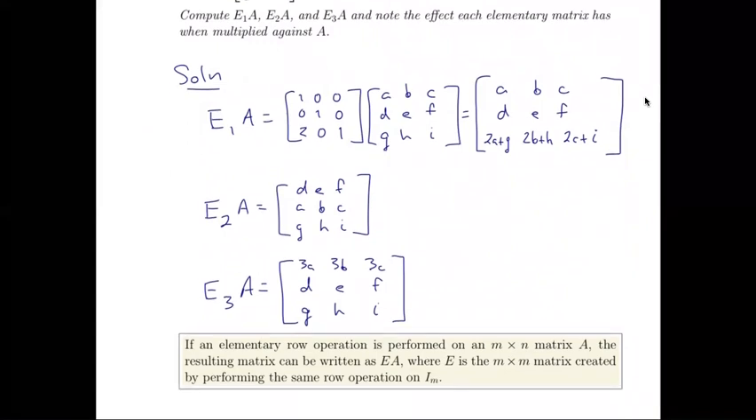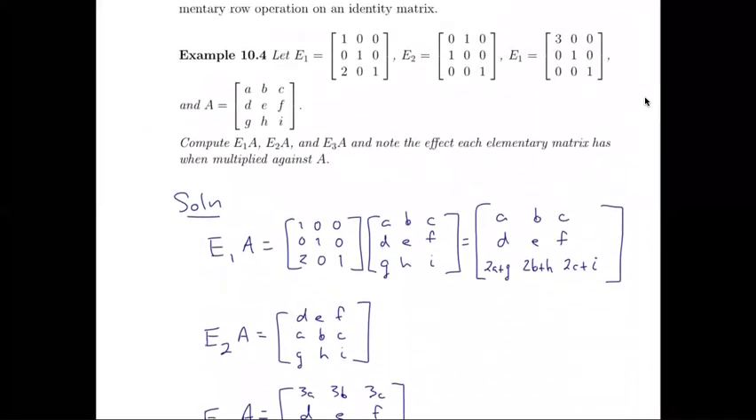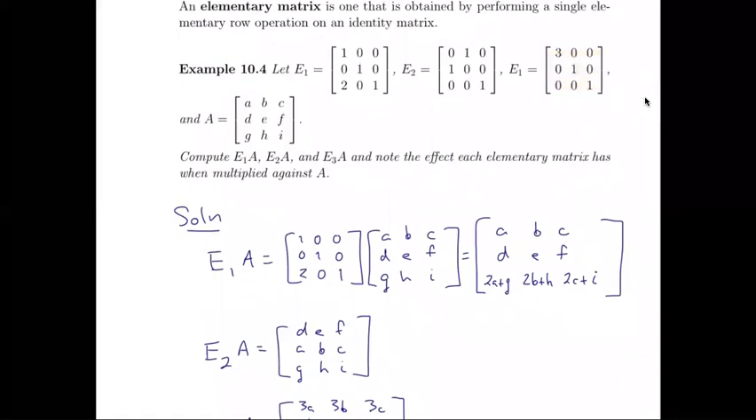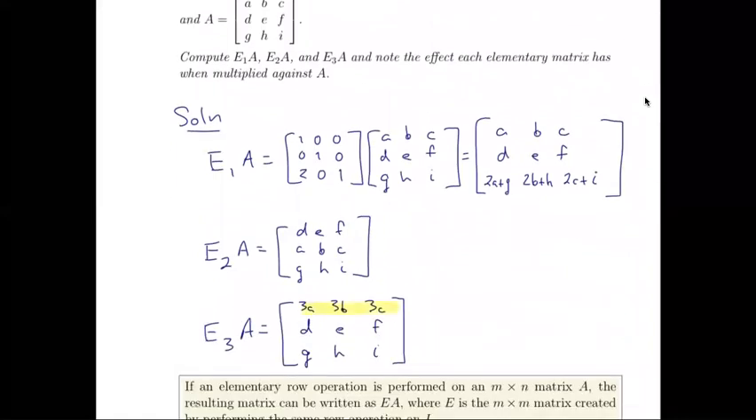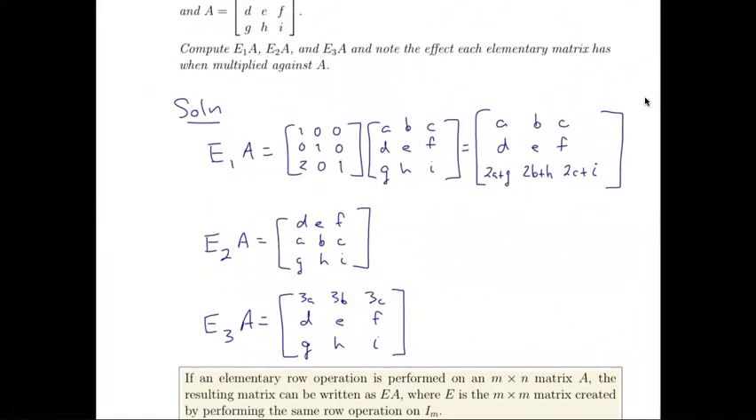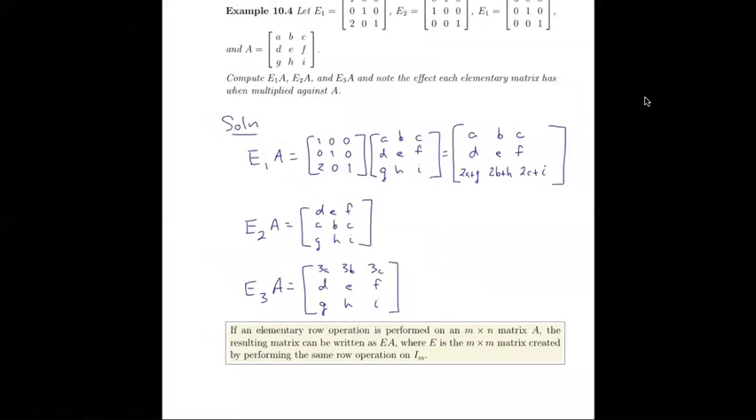And for E3, it's 3 times the first row, and we see if we carry out E3 as a matrix multiple against A, that we'll get 3 times the first row of A, and everything else remains unchanged. So those are our elementary matrices, and they've got some very nice properties. Down below, we see that if an elementary row operation is performed on an m by n matrix A, the resulting matrix can be written as EA, which is summarizing exactly what we've seen in this example. Whatever row operation formed the elementary matrix, it's exactly what E times A does to A.